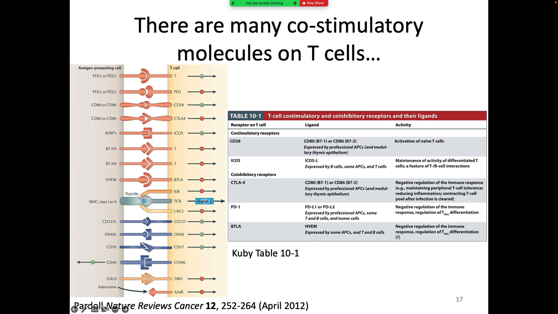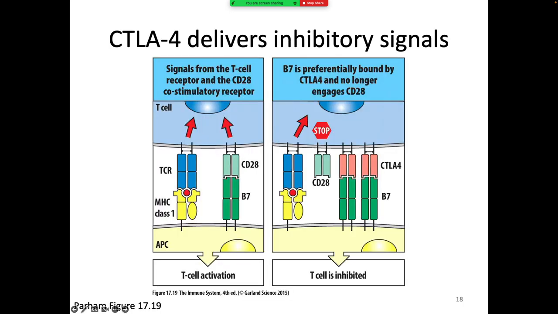B7-1 and B7-2 bind to CD28, as we have seen before. However, B7-1 or B7-2, CD80 or CD86, can also bind to another protein. And that protein is called CTLA-4. And so you can see here is a T cell on the left getting activated with the T cell receptor and CD28. So we're getting signal 1 and signal 2 for our T cell, because our T cell makes CD28, our antigen presenting cell makes B7, and that B7 is binding to CD28.